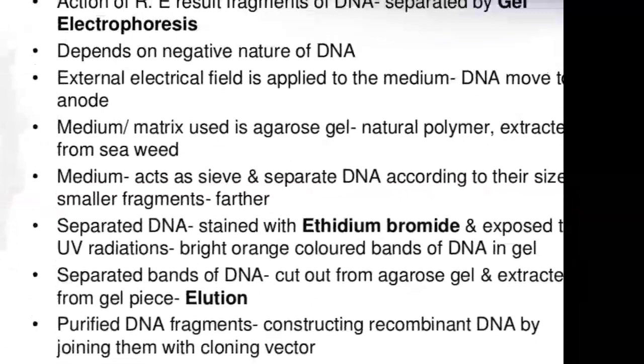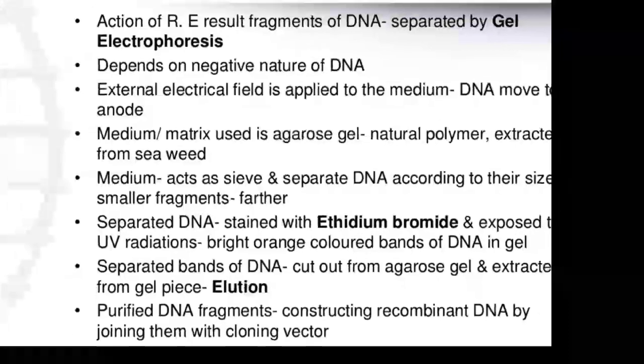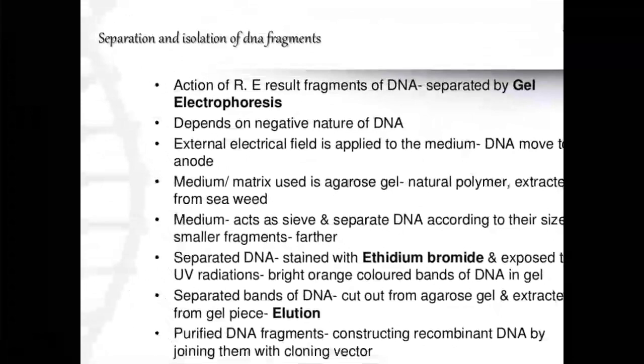Elution is the process by which the DNA is separated from the piece of agarose gel, and the purified DNA fragments are then used to construct the recombinant DNA by joining with their cloning vector. So the first step is the separation and isolation of the DNA with the help of gel electrophoresis.